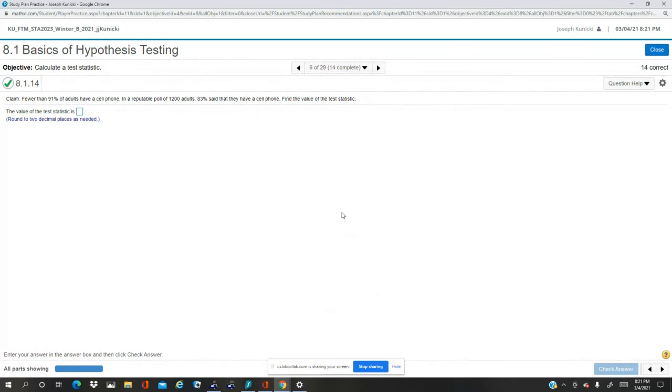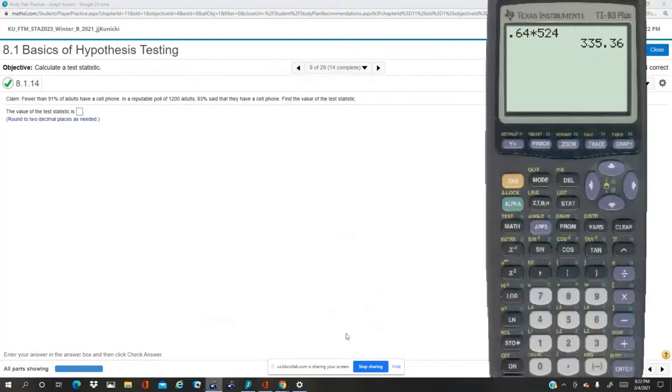We could do this one. Let's try this one. Fewer than 91% of adults have a cell phone. That's the claim. So P is less than 0.91. N is 1200. So we need the calculator again. Only this time we're going to do 0.83. See, 0.83 seems like it's a lot less than 0.91. Let's see if it's significant. So this is a left tail test.